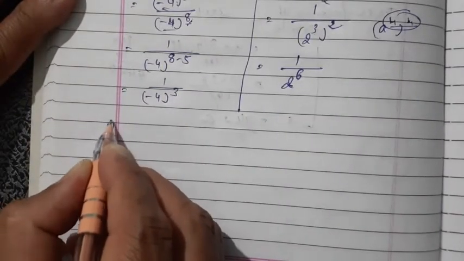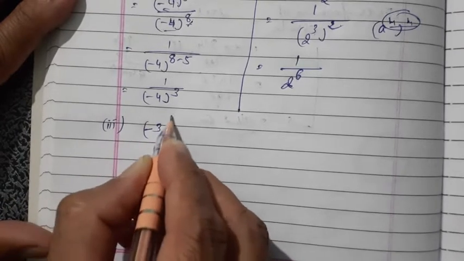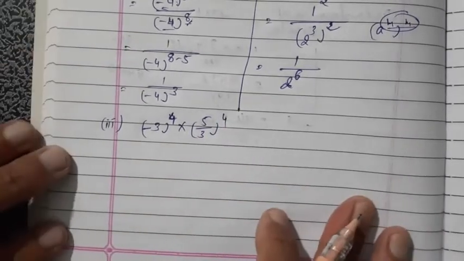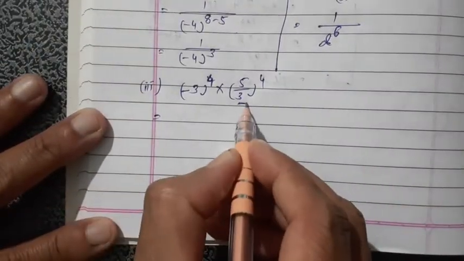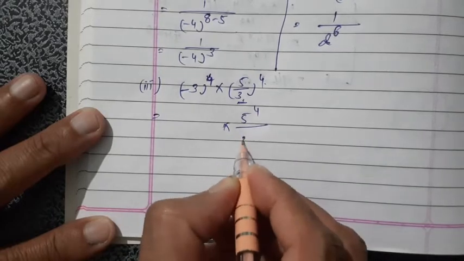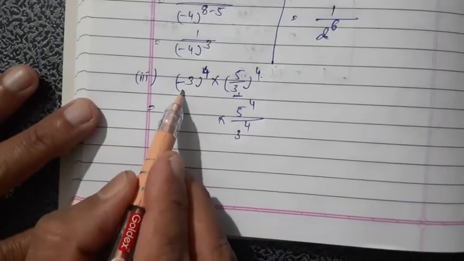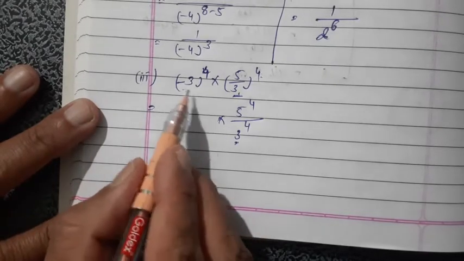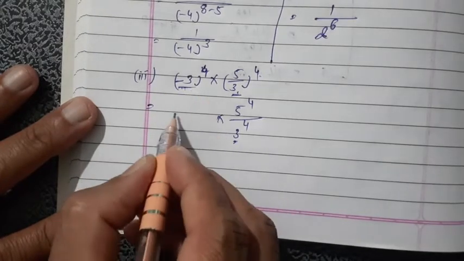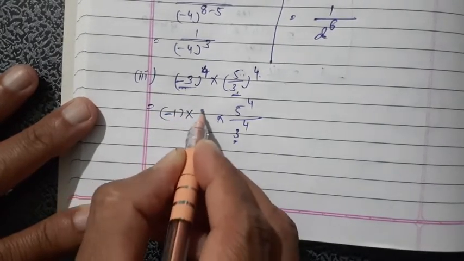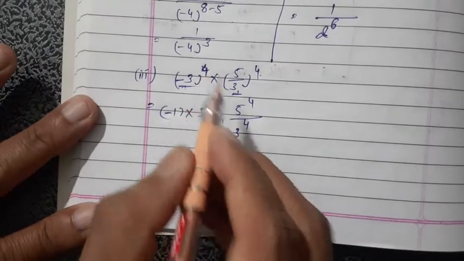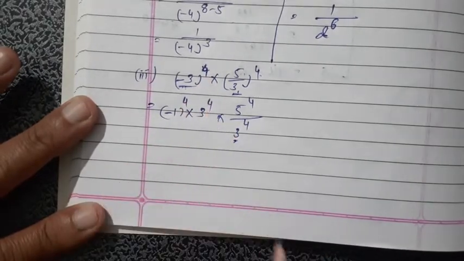Okay, look, third one, minus 3 raised to 4 into 5 upon 3 raised to 4. Okay, first we write down this one, 5 upon 3 raised to 4 means 4 is power of both, so that is 5 raised to 4 and 3 raised to 4. Now look here, here minus 3 is there, here plus is there. We need plus 3 as a base. So what to do? Factorize minus 3, and factor of minus 3 is minus 1 into 3. Okay, we take minus sign out. Okay, 3. 4 is power of both, minus 1 raised to 4 and 3 raised to 4.